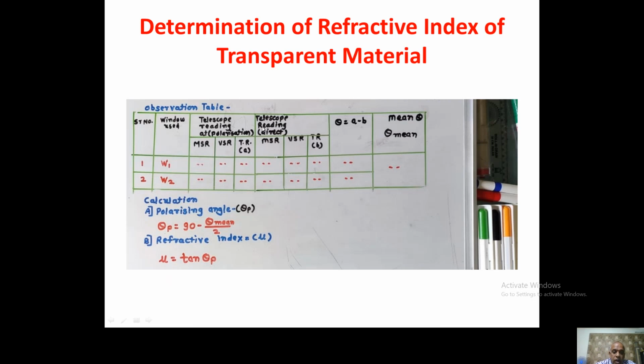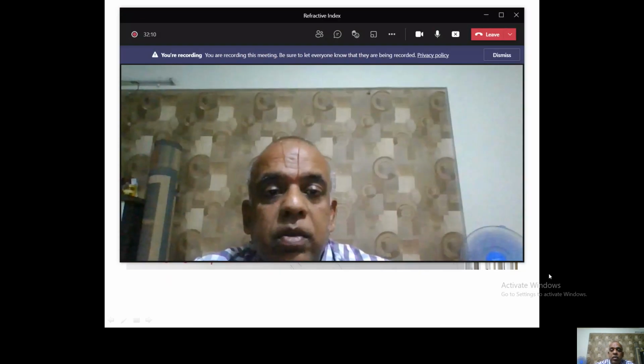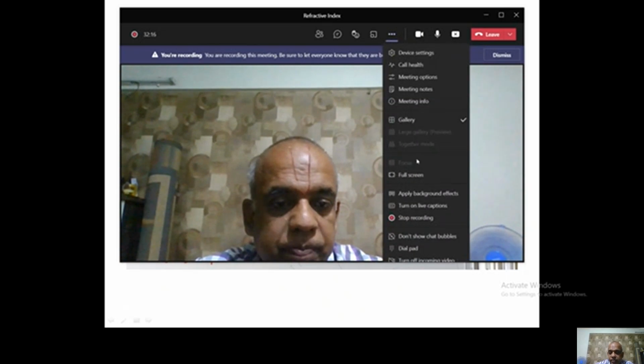Now, after filling this observation table, by finding the angle theta, one can calculate the polarizing angle theta p equal to 90 minus theta mean upon 2, and the refractive index mu is equal to tan of theta p, that is the tan of the angle of polarization. In this way, one can determine the refractive index of a transparent material by using polarization by reflection. Thank you.